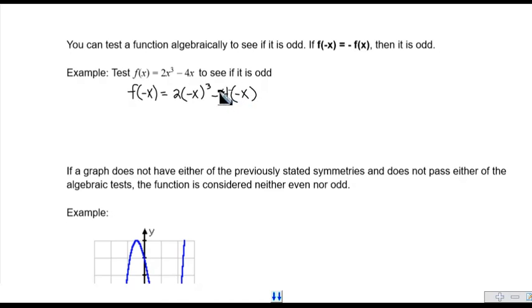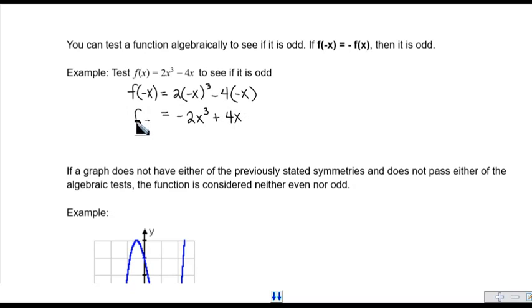In the previous example, we talked about that when you raise something to an even power, it is going to make that term positive. When you raise something to an odd power, the term will remain exactly the same. So this negative x will remain negative. When I clean up this first term, I will get negative 2x cubed. When I multiply negative 4 times negative x, I do get positive 4x.